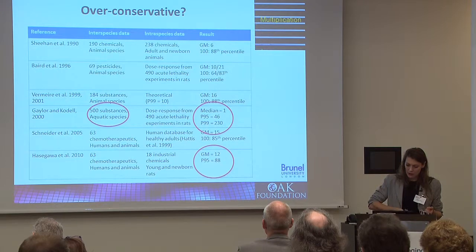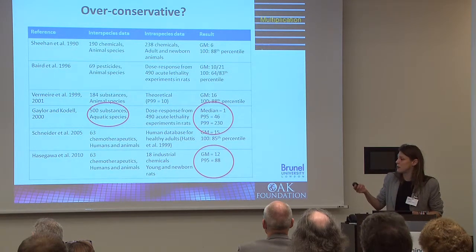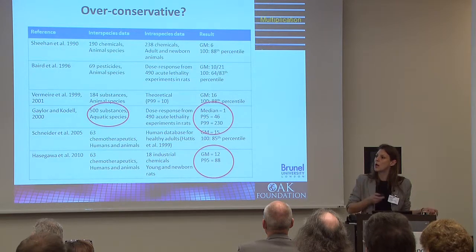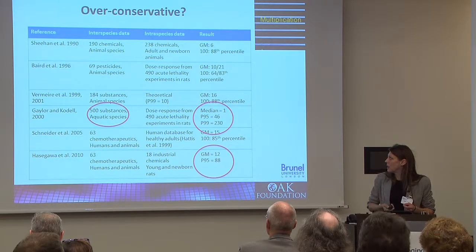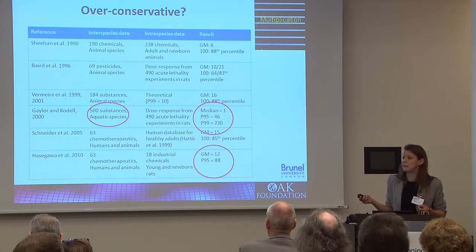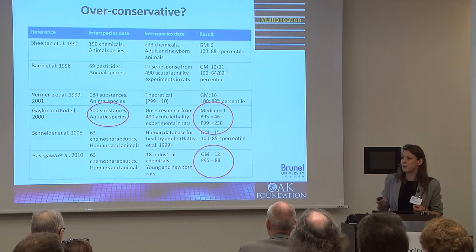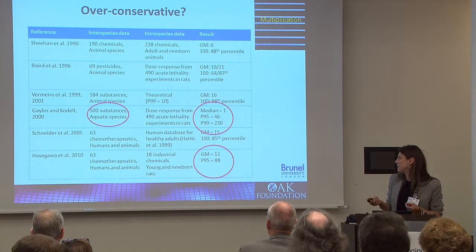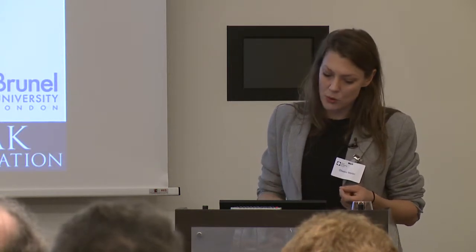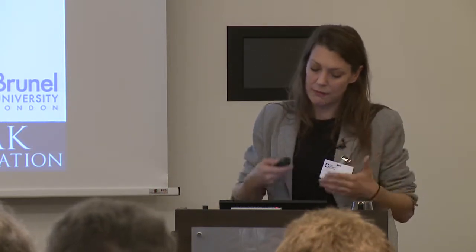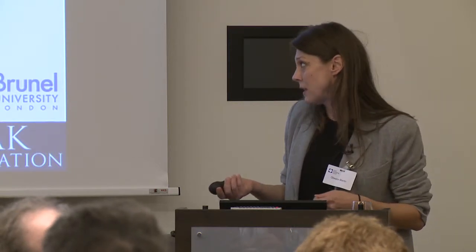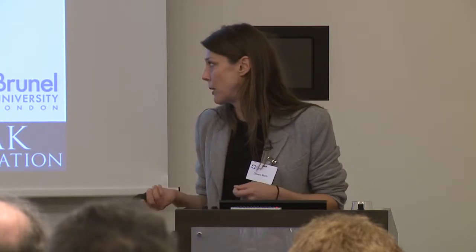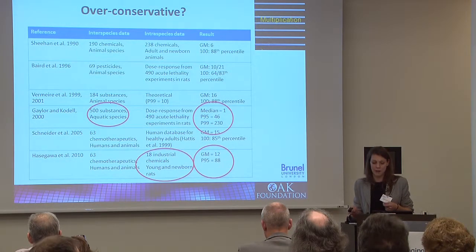The first one is Gaylor and Kodell in terms of the database they used to estimate the distribution for extrapolating between animals to humans. They used some data that was based on 500 substances, but on aquatic species only, and they didn't correct for allometry. They didn't add the allometric factor there at all. And then there's a more recent work done by Hasegawa et al., where their distribution for the differences within the population was based on their own data set of just 18 industrial chemicals and the differences between young and newborn rats.